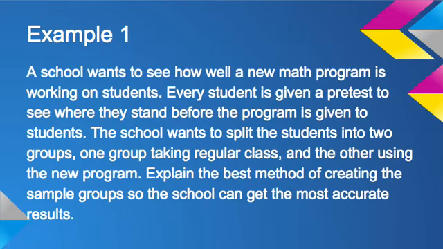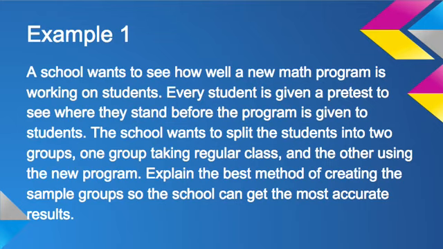First example is about a school that wants to see how well a new math program is working on students. So every student is given a pretest to see where they stand before the program is given to students. The school wants to split the students into two groups. One group will take a regular math class and the other will use this new program. So we want to explain the best method of creating a sample so that the school can get the most accurate results. In this case, we would use a matched pairs design.